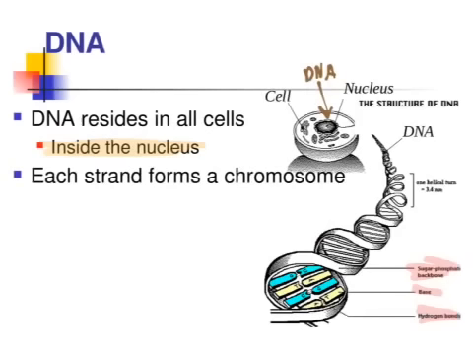Alright, what is DNA? It actually stands for deoxyribonucleic acid. Now, DNA resides in all cells inside the nucleus, if they're a eukaryotic cell. DNA is also in prokaryotic cells if you look at bacteria. Each strand forms a chromosome, so if you look at our full DNA molecule, this would be one chromosome. Humans have 23 pairs of chromosomes.